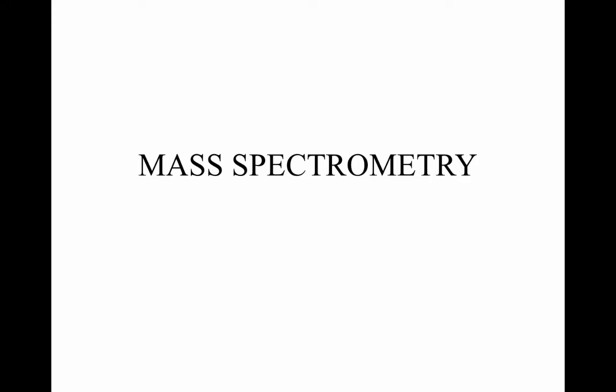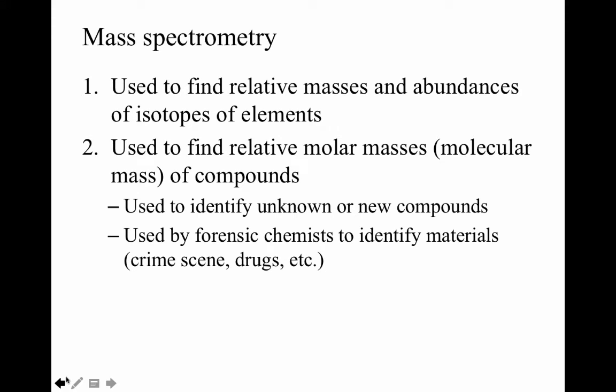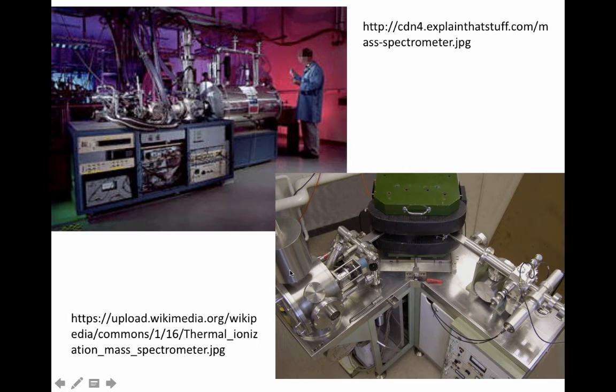Okay, this screencast is going to cover mass spec. Mass spec is used to find relative masses and abundances of isotopes of elements. That's what we've seen earlier last year in the course. We can also use it to find the relative molar masses or the molecular mass of compounds. And we can do that to help identify unknown or new compounds. And also, it's used by forensic chemists to identify materials like crime scene drugs, that kind of thing.